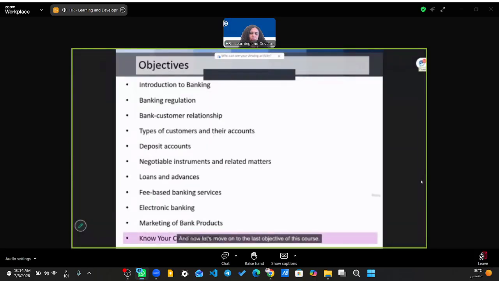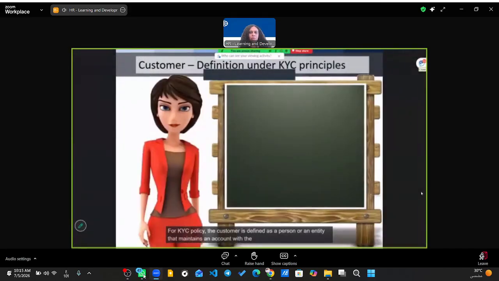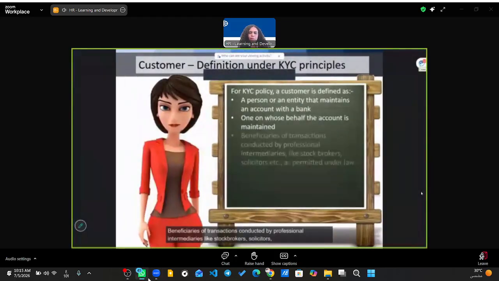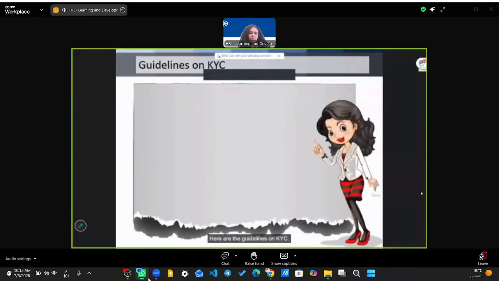And now let's move on to the last objective of this course, Know Your Customer, KYC. For KYC policies, a customer is defined as a person or an entity that maintains an account with the bank, one on whose behalf the account is maintained, beneficiaries of transactions conducted by professional intermediaries like stockbrokers, solicitors, etc., as permitted under law, any person or entity connected with a financial transaction which can pose significant reputation or other risks to the bank. Here are the guidelines on KYC.